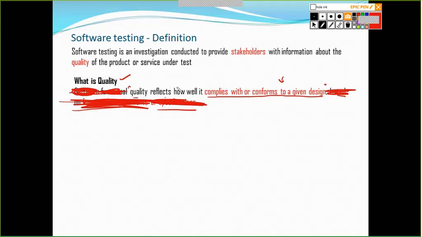Quality reflects how well it complies with or conforms to a design. What do you mean by that? To meet customer user requirements. You as a tester will never talk about the customer. Okay? User. You are not bothered about who's going to use the product.